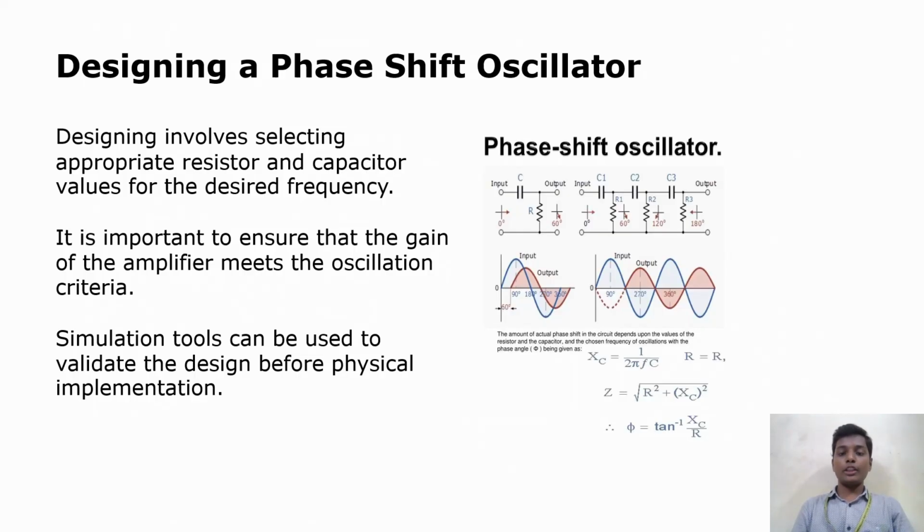The amount of actual phase shift in the circuit depends on the values of the resistors and capacitors and the chosen frequency of oscillations, with the phase angle phi being given as Xc equals 1 by 2 pi fC, Z equals square root of R square plus Xc square, that equals phi is equal to tan inverse of Xc by R.